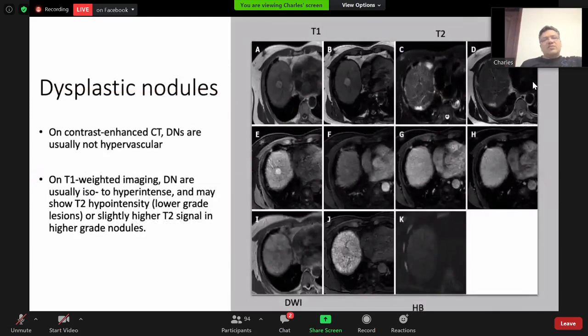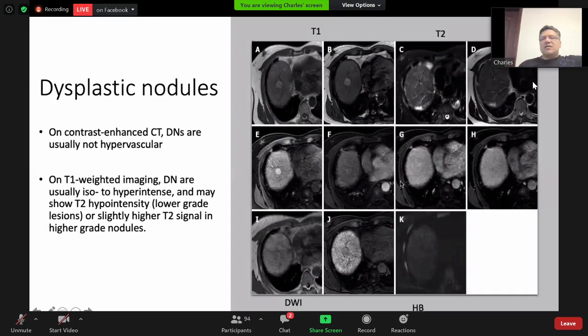Coming to dysplastic nodules, again, these lesions are likely to be less than 2 centimeters, and they may be hypo or hyper in T1 weighted images. In T1 weighted images, you can see a hyperintense dysplastic nodule. In T2 images, low grade dysplastic nodules are likely to contain iron, hence they appear hypo in T2 weighted images. If they are hyper in T2 weighted images, they're likely to be high grade dysplastic nodules.